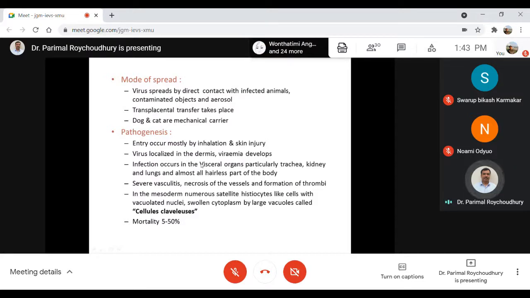So in that case, the mortality becomes very, very high. If the animal doesn't have any previous exposure record or any immunity, then the disease incidence and severity are very, very high. Okay. So in the tissues, we could see particular changes that we previously discussed, like a lot of vacuoles produced, where the nuclei are pushed to the periphery.